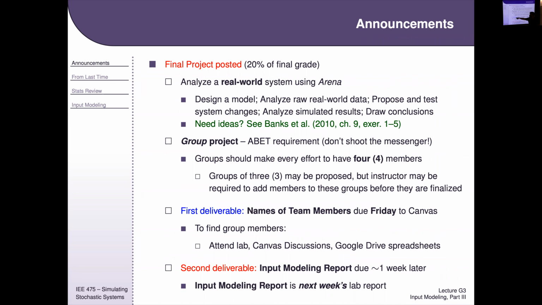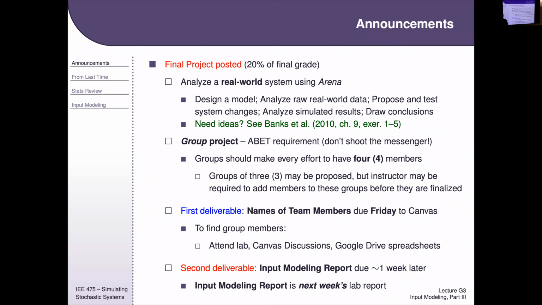The deliverable that's due even sooner than the input modeling report is the names of team members. More than half the class has submitted this. So if you're still having trouble finding a team member, there is that Google spreadsheet. If you've gone into the Google spreadsheet and added a line, you should maybe go back and see who else has added it, and then feel free to contact each other and link up.